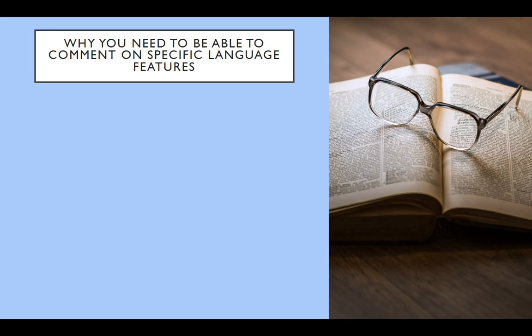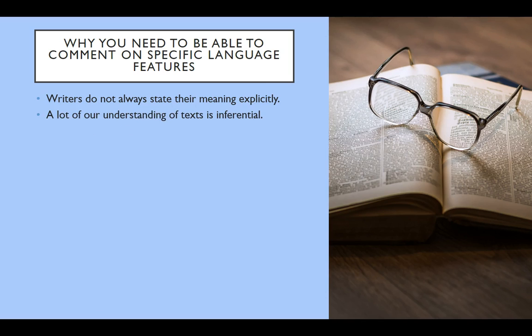The reason you need to be able to identify and comment on specific language features in these 19th century prose fiction texts is because the writers are not always stating their meaning explicitly. A lot of our understanding of these texts is what we call inferential. We're essentially reading between the lines. So we have the text on the page, but that isn't the whole story. We need to interpret and to infer meaning by looking at a number of these different devices.